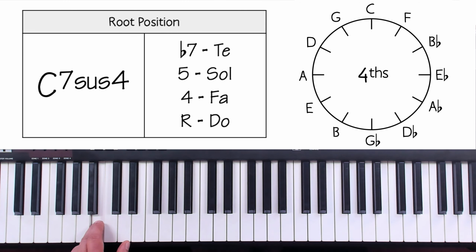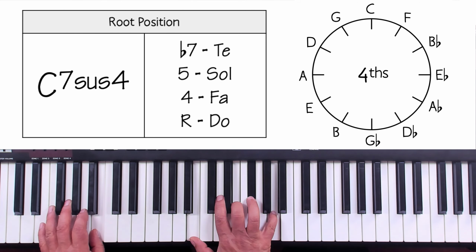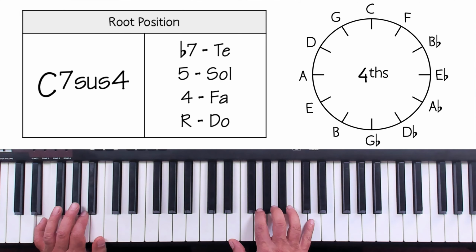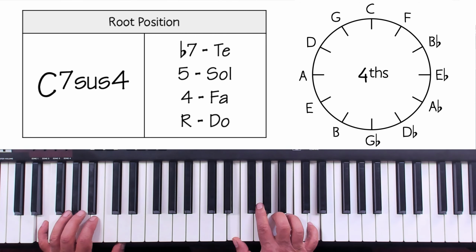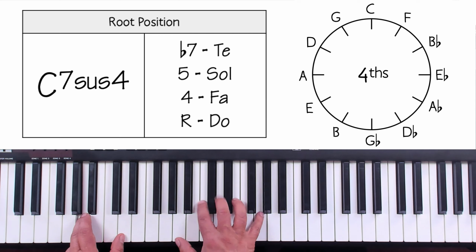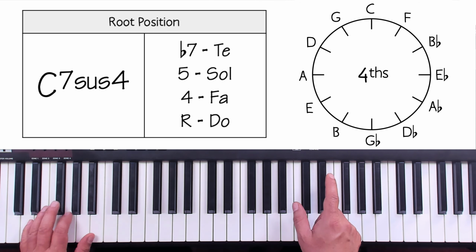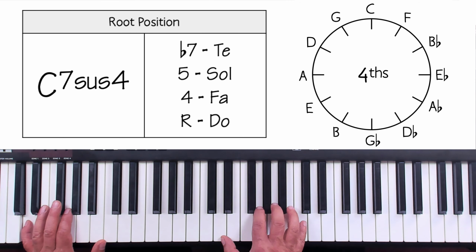B. Te, sol, fa, do. E. Te, sol, fa, do. A. Te, sol, fa, do. Moving on the cycle, we're gonna go to D. Te, sol, fa, do.